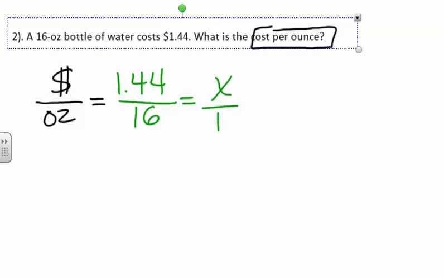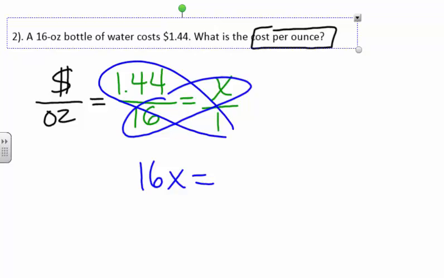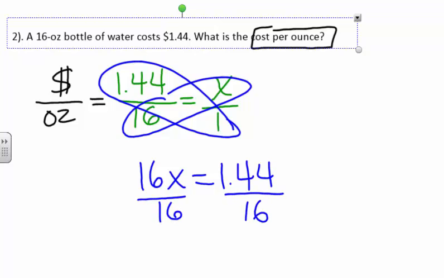Our next ratio should be x over 1. So now we need to cross multiply. 16 times x is 16x. And then 1 times 1.44 equals $1.44. Dividing both sides by 16, x should be 0.09, which leaves us with 0.09 or 9 cents per ounce.